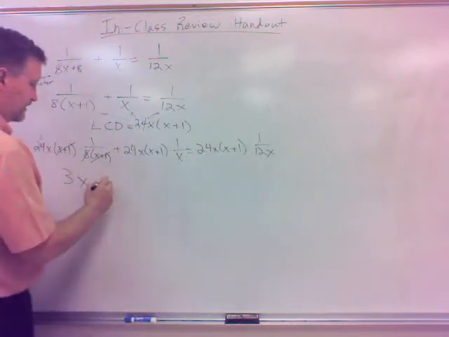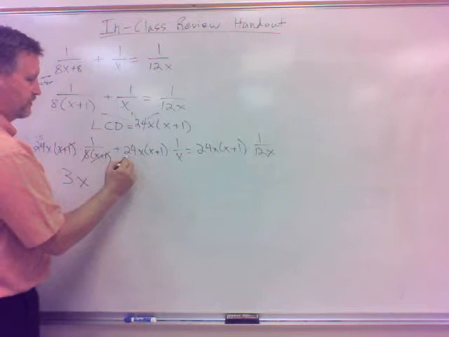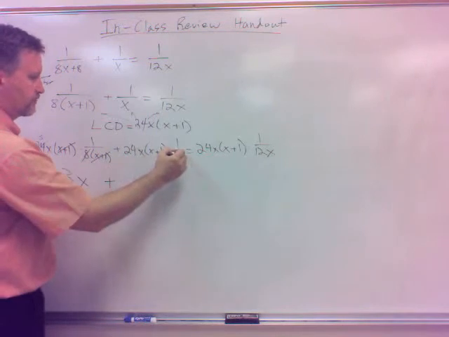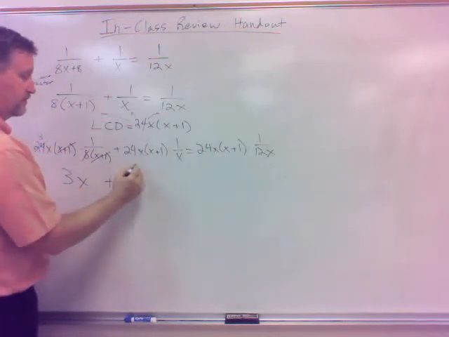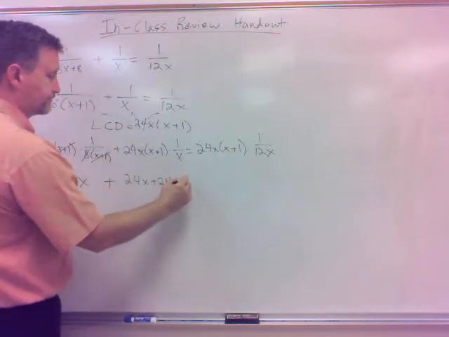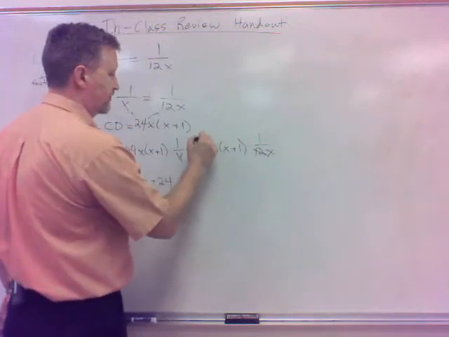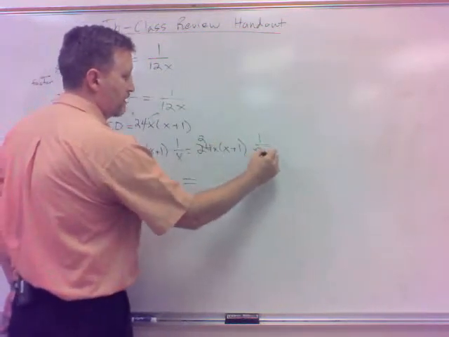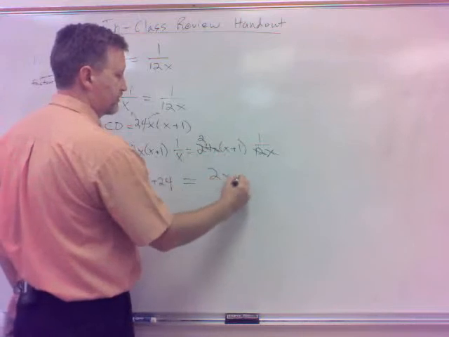What happens here in the middle? Well, the x's cancel, so I have 24 times x plus 1 times 1. Well, 24 times x plus 1, distribute: 24x plus 24. And then last but not least, the 12 goes into the 24 twice. And then the x's cancel, so I have 2 times x plus 1. That's 2x plus 2.